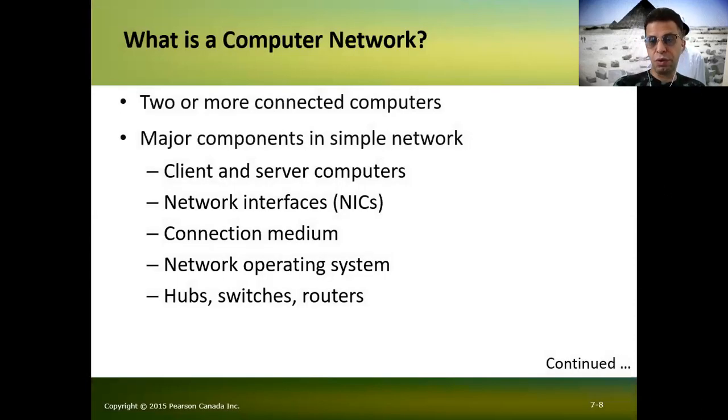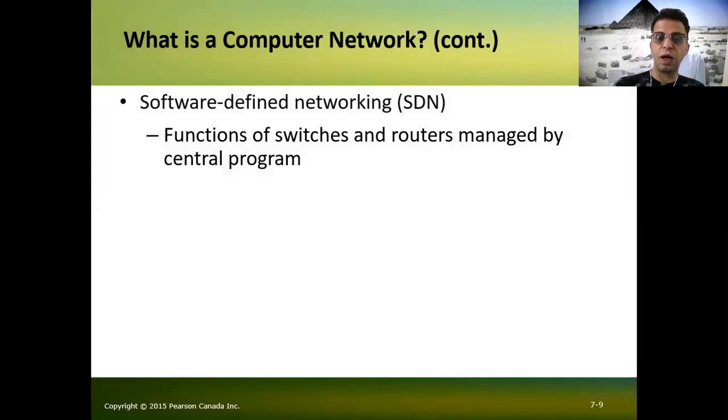Now, what is a computer network? When you have two or more connected computers, that's a computer network. A simple network is made of major components: the client and server computers, the NICs or network interface cards, connection media, the network operating system or NOS, and hubs, switches, and routers. Furthermore, we have SDN, or software-defined networking, where the functions of switches and routers are managed by a central program.